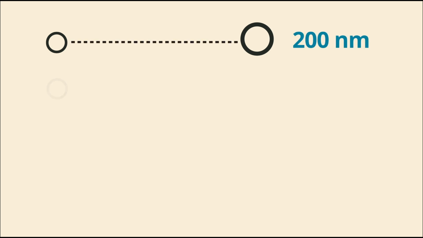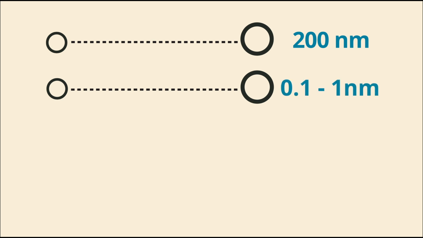But an electron microscope can distinguish points that are as close as 0.1 to 1 nanometers. So an electron microscope can reveal much finer details compared to a light microscope. And why does this matter?